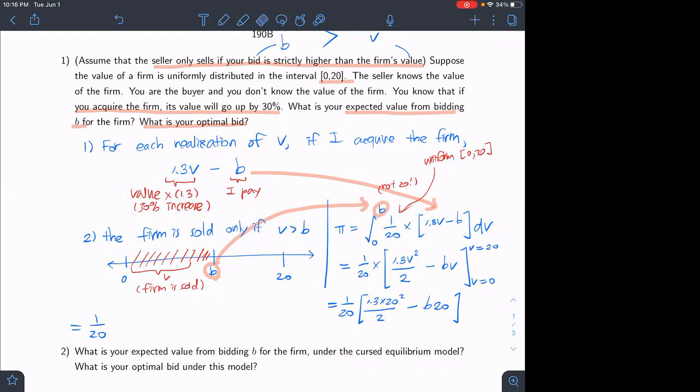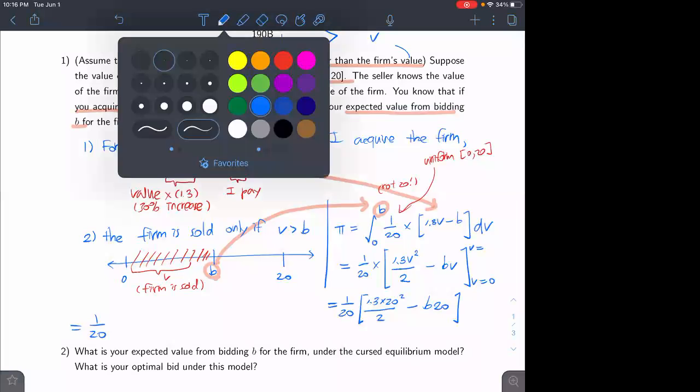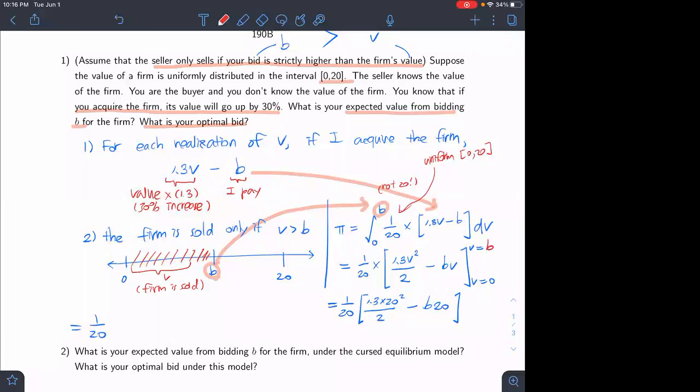Oh, I'm sorry. I made a mistake here. It's not integrating up to 20. Integrating up to B is correct. Oh, I'm sorry, I was out of my mind. Sorry for this one. It should be B squared, B times B. Okay. Sorry for this mistake.